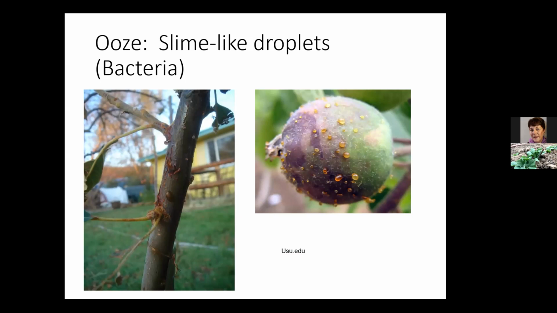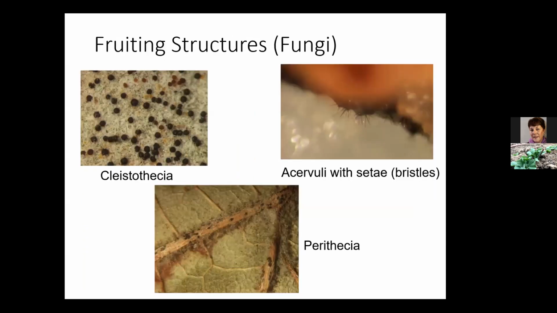Another thing that we can look for are some of the fruiting structures of fungal diseases. Things like cleistothecia, which is the overwintering structure for powdery mildew, and it can be on plant material that's in the landscape. Right now it's buried under snow, but you might be able to see it at some point.